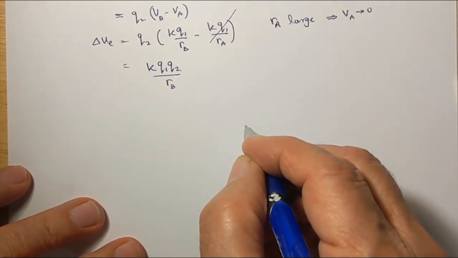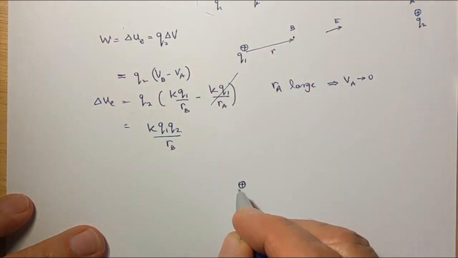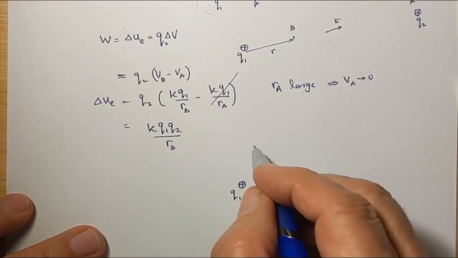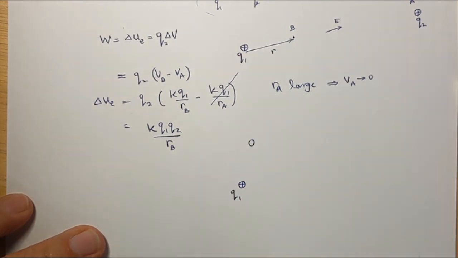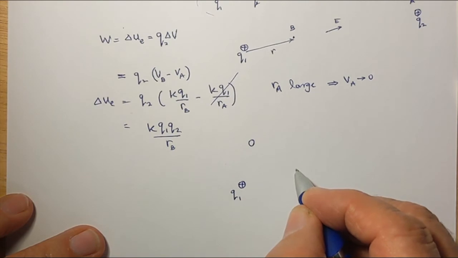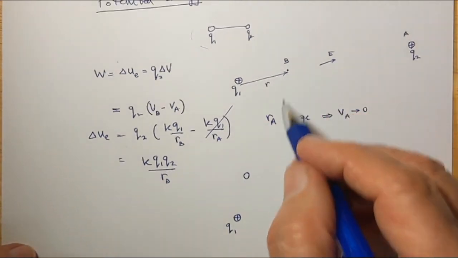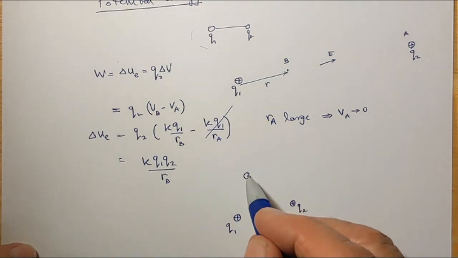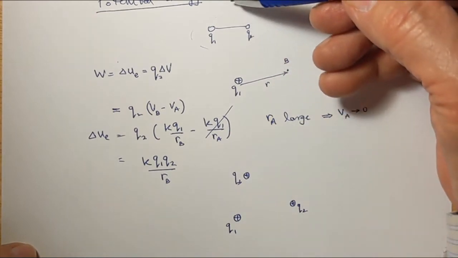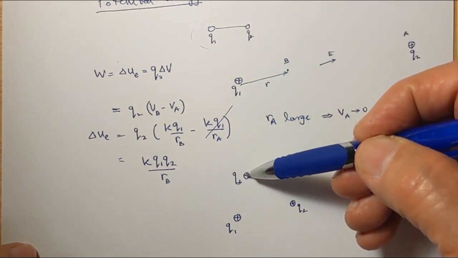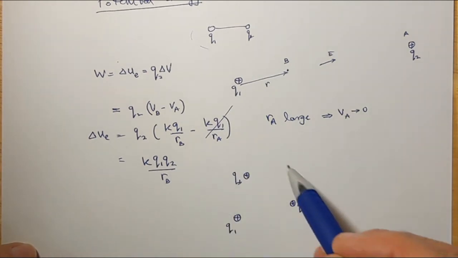Now let's suppose we have the same thing as we have here. We have Q1, and let's suppose we bring the Q2 over here. This Q2 has now reached that point, and we bring another positive charge Q3 from very far away and bring it up to here. So this is coming from very far away. Now what is the potential energy of the three?